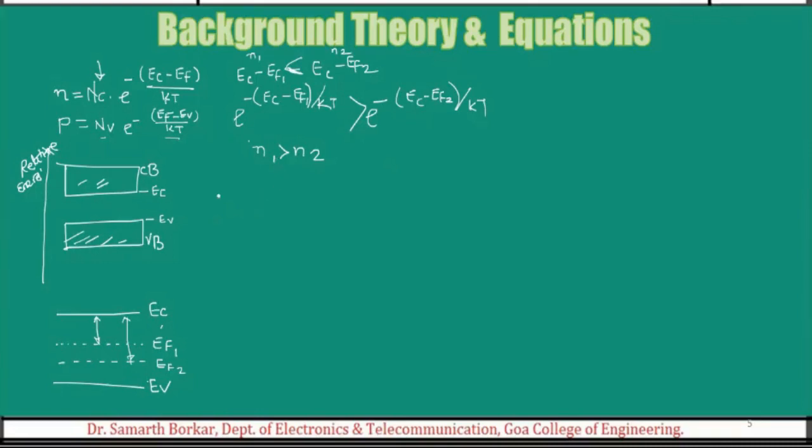I can write that if the Fermi level moves towards Ec, then the number of electrons increases and the number of holes decreases. Again, if I take a single Ef and it shifts towards Ev, then naturally the concentration of holes is going to increase.